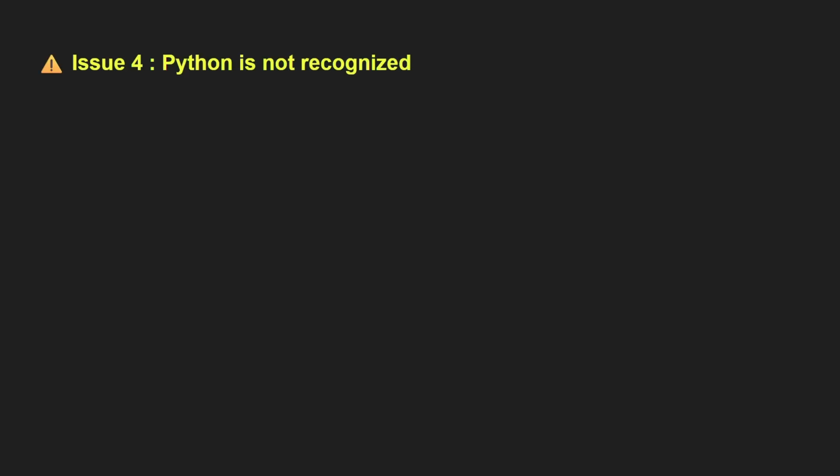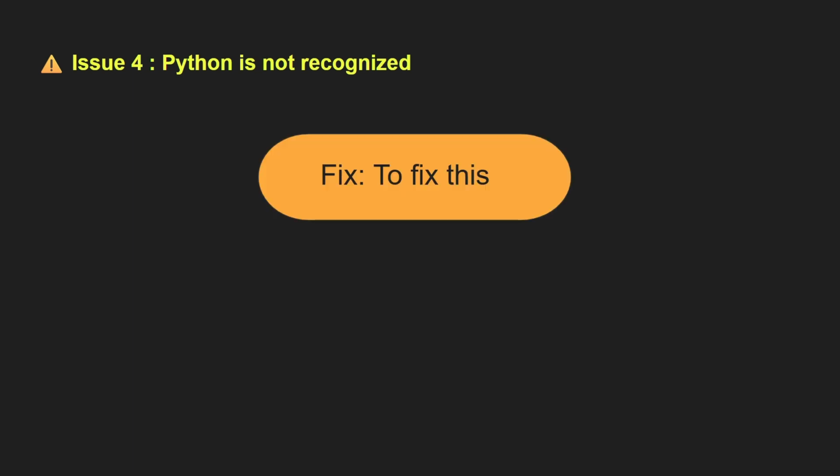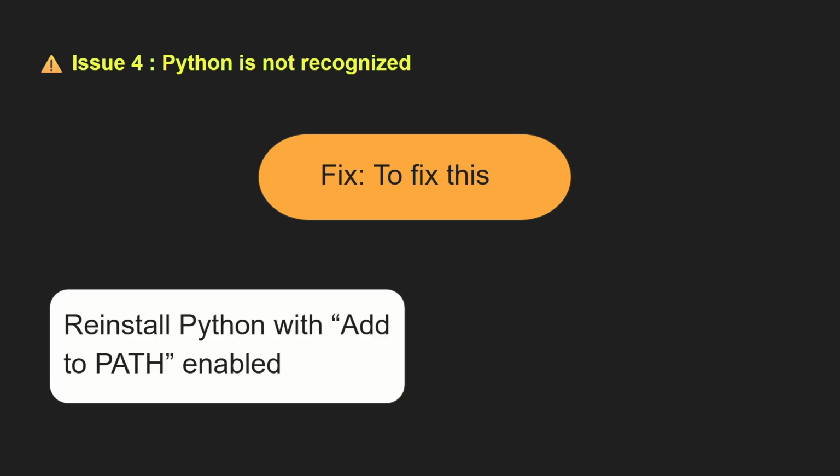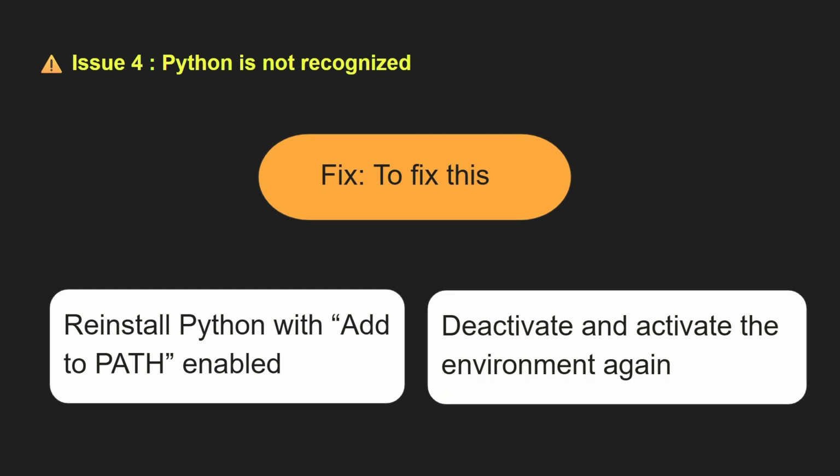Issue 4. Python is not recognized. Even after activation, you type Python and it says not recognized. This usually means Python is not added to your system path or the environment was not activated properly. To fix this, reinstall Python with add to path enabled or deactivate and activate the environment again.